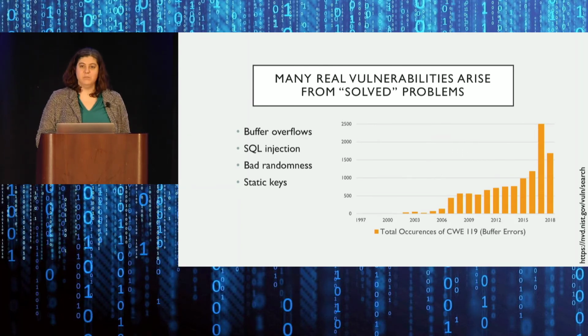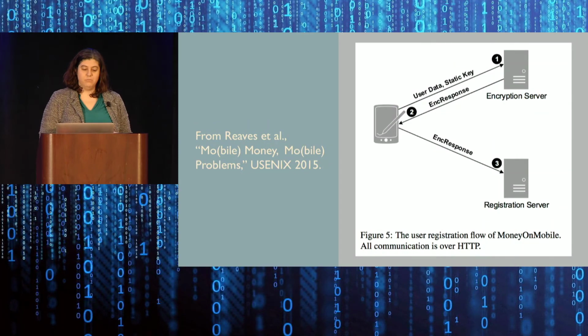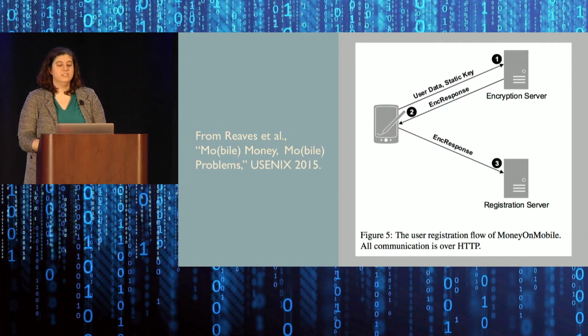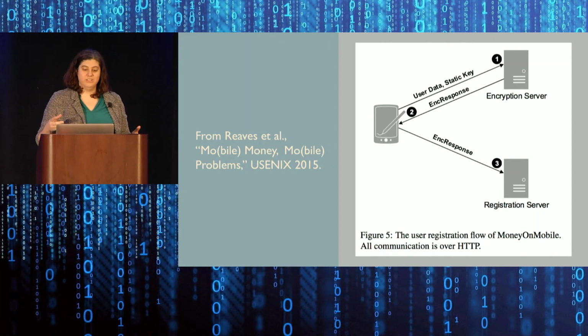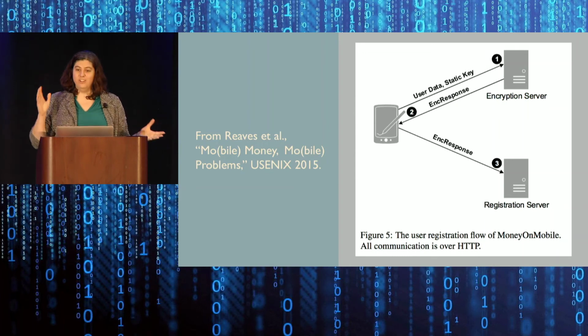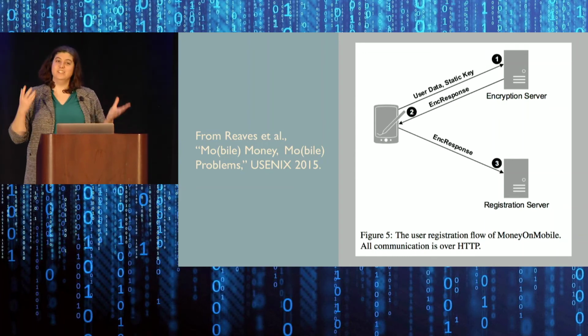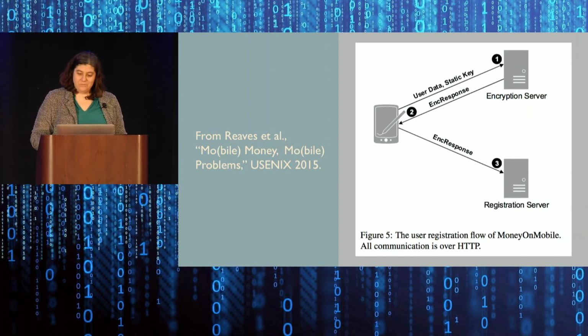And there's plenty of other examples of things that we understand, but that turn out to be hard in practice. This is an example from a great paper out of the University of Florida a couple of years ago about mobile money applications, and this is one example where the company was sending user data and a key to a special encryption server, which was doing the encryption for them and then sending back the encrypted content all over HTTP, oops, right?